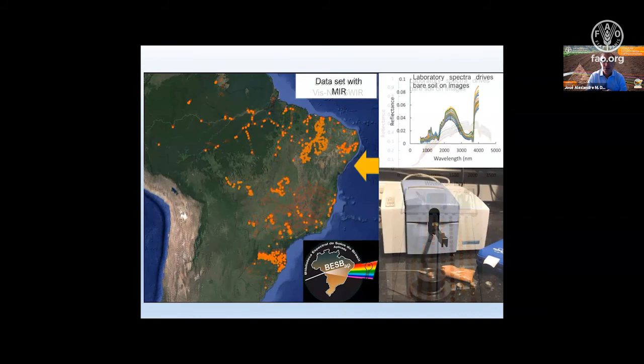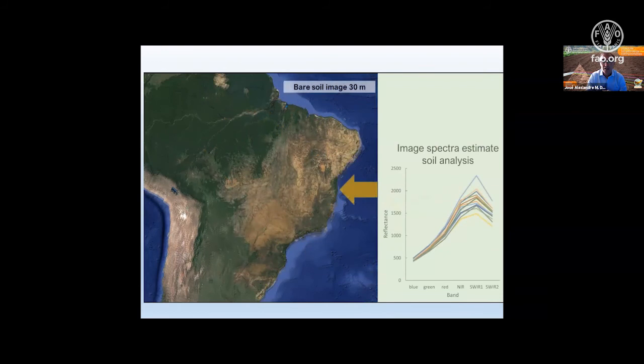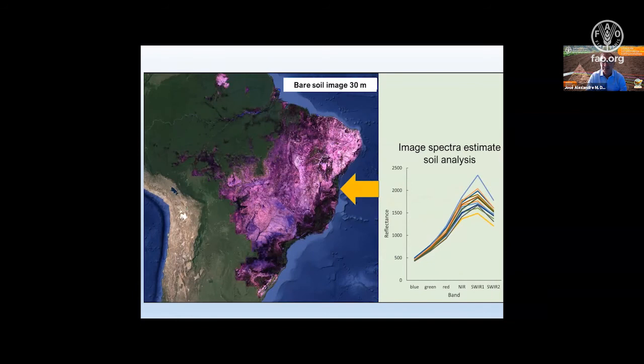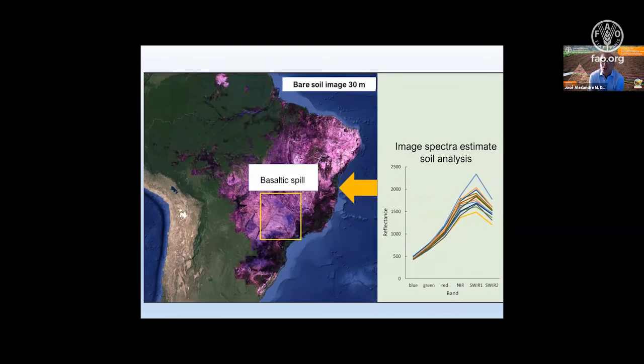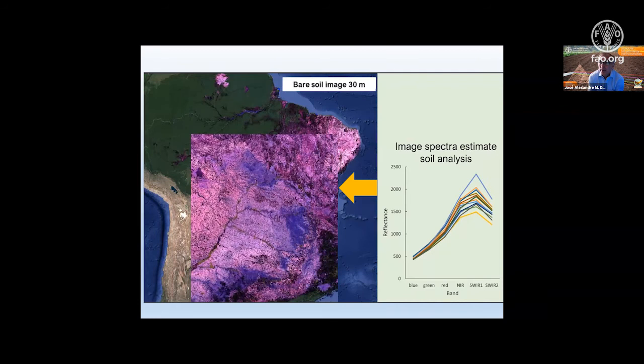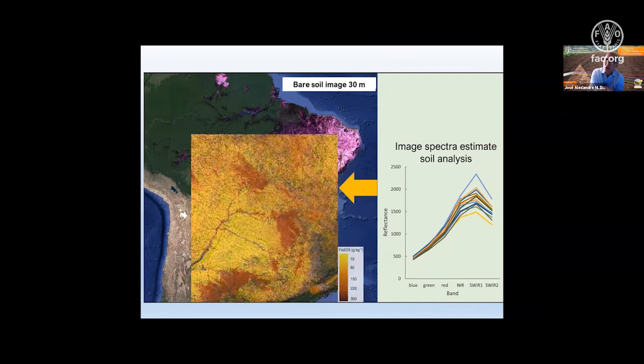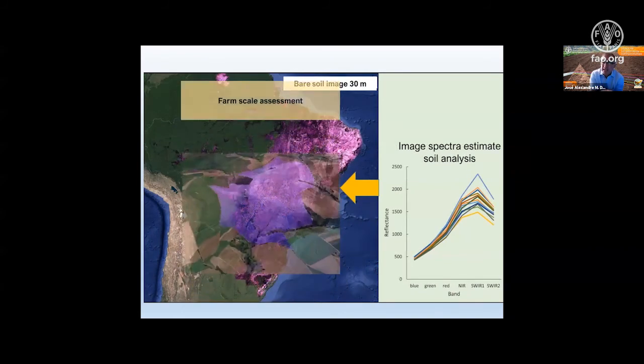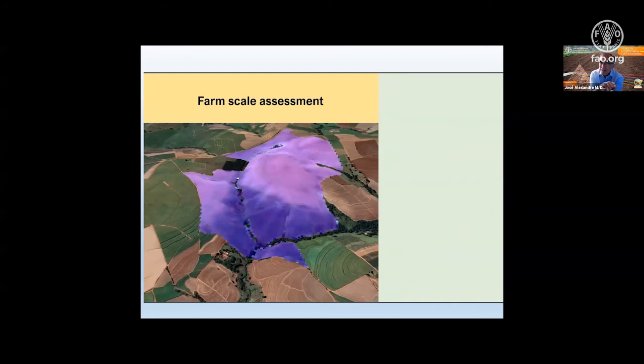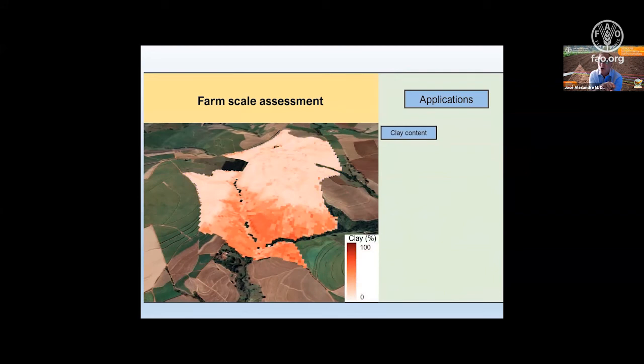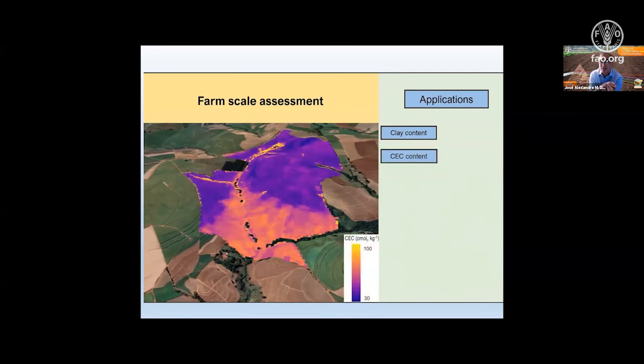So this is the data set that we have for VisNIR and MIR from Brazil. And we created this GEO3 system to have the bare soil image. So we can also estimate the analysis from bare soil, but this is field. But we can zoom in from a farm, and this is physics. To get clay content, it's not statistics. It's a detection of information from spectra.